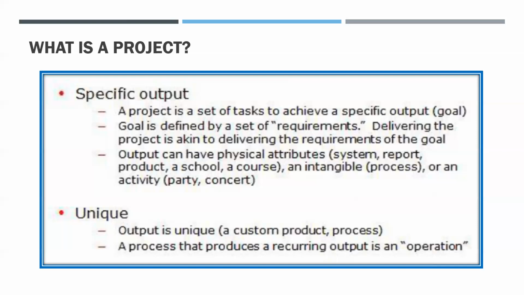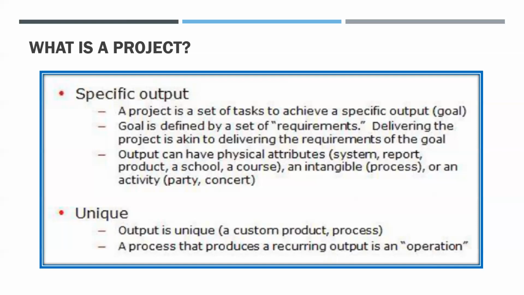Delivering the project is akin to delivering the requirements of a goal. So, output can be physical attributes. So there are different outputs in a project. So physical attributes, maybe if it is building a road, of course, the road. If it is building a house, of course, the house is the output. Or if it is a software system, then it is the system that is used in an organization. It can be a product, a school, you're building a school or a course. It is an intangible process or activity, a party or a concert. Your feasibility study is actually a project. That's why it's called project feasibility.